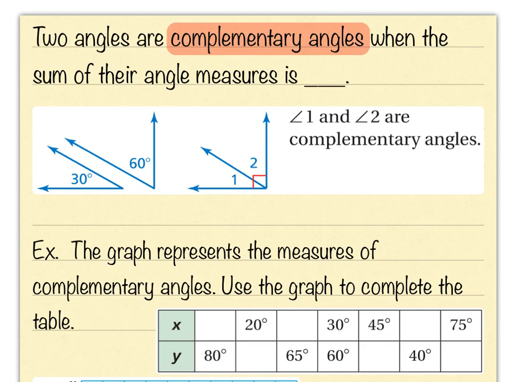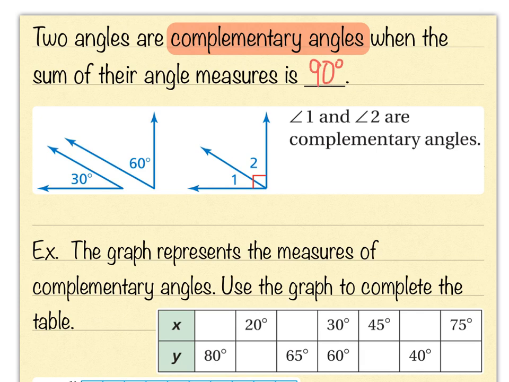All right, this is section 7.2 over complementary and supplementary angles. So we have talked about vertical and adjacent angles, and we're going to add two new vocab words to our chapter so far, complementary and supplementary. Two angles are complementary angles when the sum of those angle measures is 90 degrees.